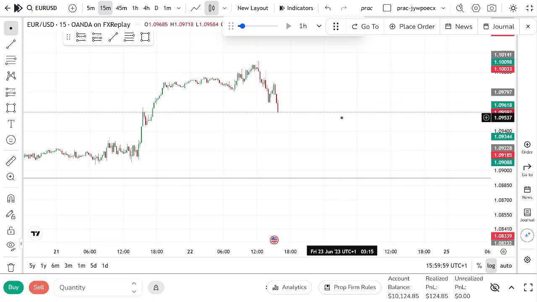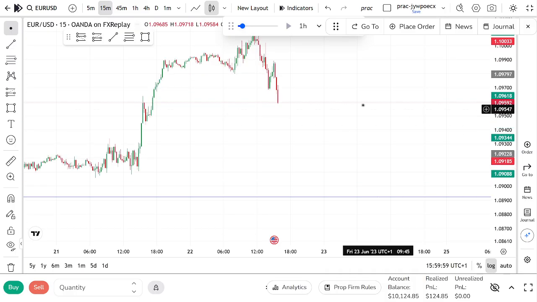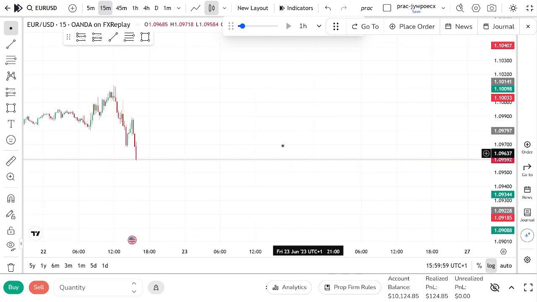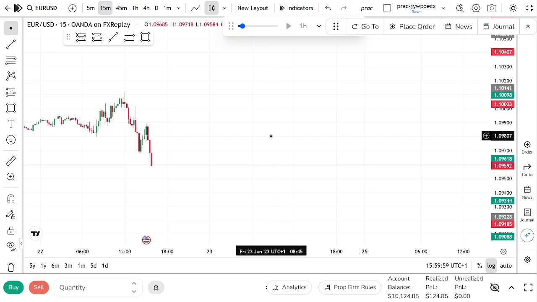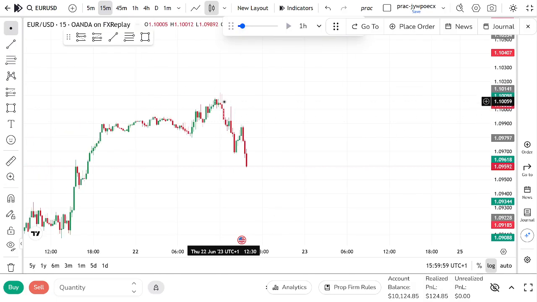We'll go to 15 minutes. Why I'm going to 15 minutes is because I want to get my change in state of delivery, and I want to notice my sweep. You can see we have one sweep here, right? We have another one here that has mitigated this. We have this entry that has mitigated this. And we have a change in state of delivery around this level, right?